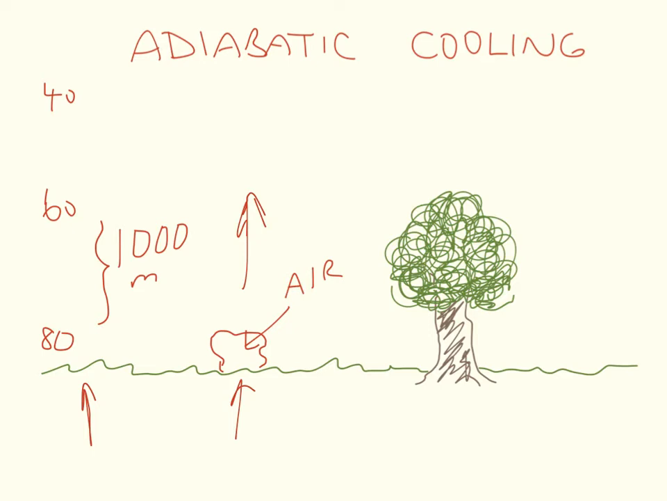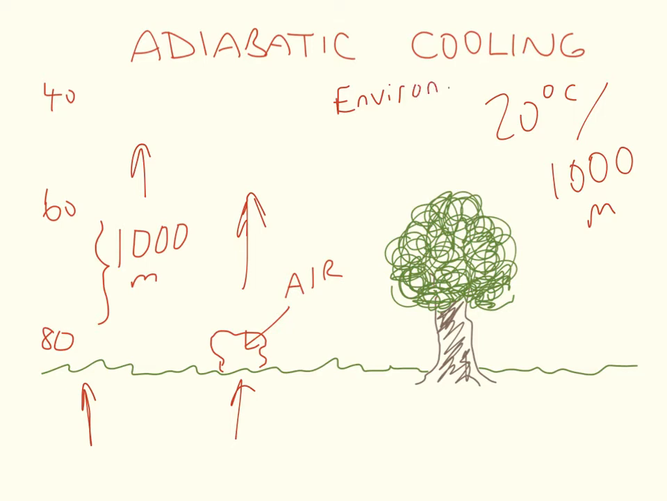In this particular example, I just showed an environmental lapse rate that shows that the temperature drops 20 degrees Celsius per 1,000 meters. So every 1,000 meters that you go up, the temperature drops 20 degrees. So in this case, I'll just write it out, the environmental, I'll just abbreviate it, lapse rate. So it's the rate at which the temperature lapses or drops in the environment.